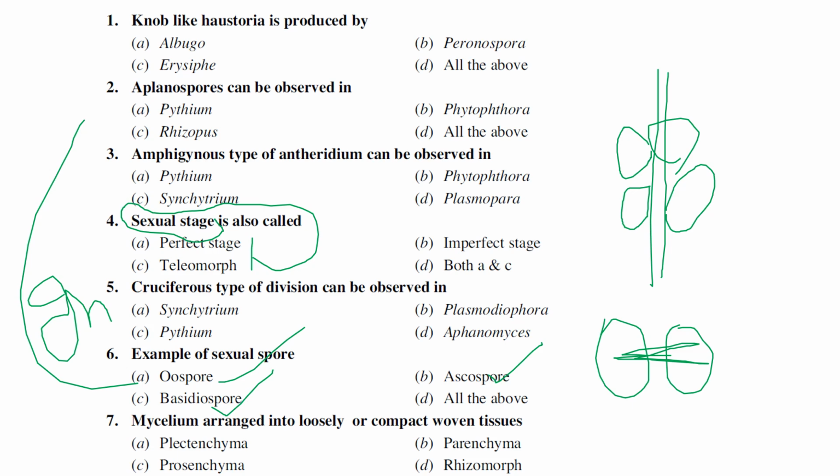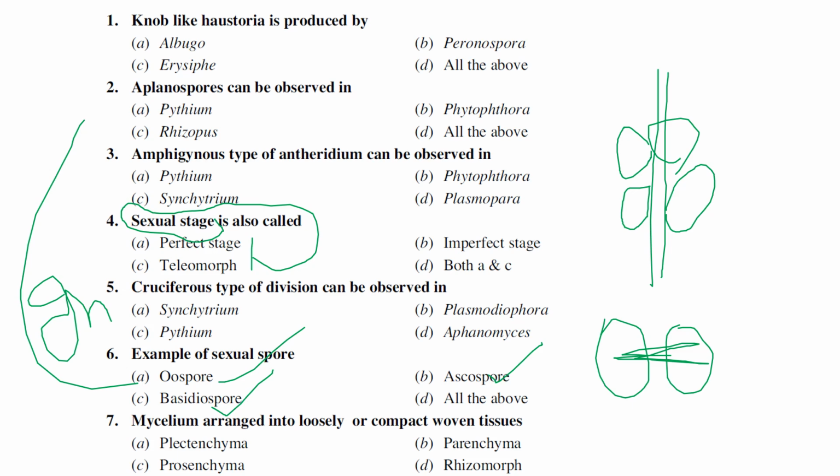Generally, this is plectenchyma, where loosely or compact woven tissues are arranged. If you see this rhizomorph, this is a compact arrangement or combination of hyphae or mycelial threads. This is called rhizomorph. For example, fungi like Armillariella mellea or Ganoderma will produce this structure known as rhizomorph. This is the resting structure. Majorly it is produced by Armillariella mellea. That is a very important one.